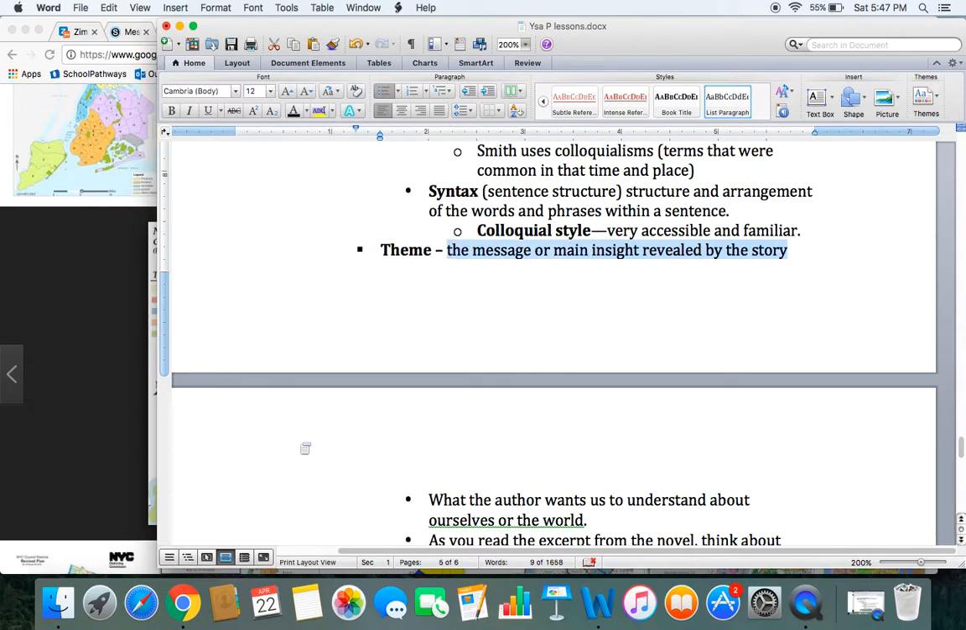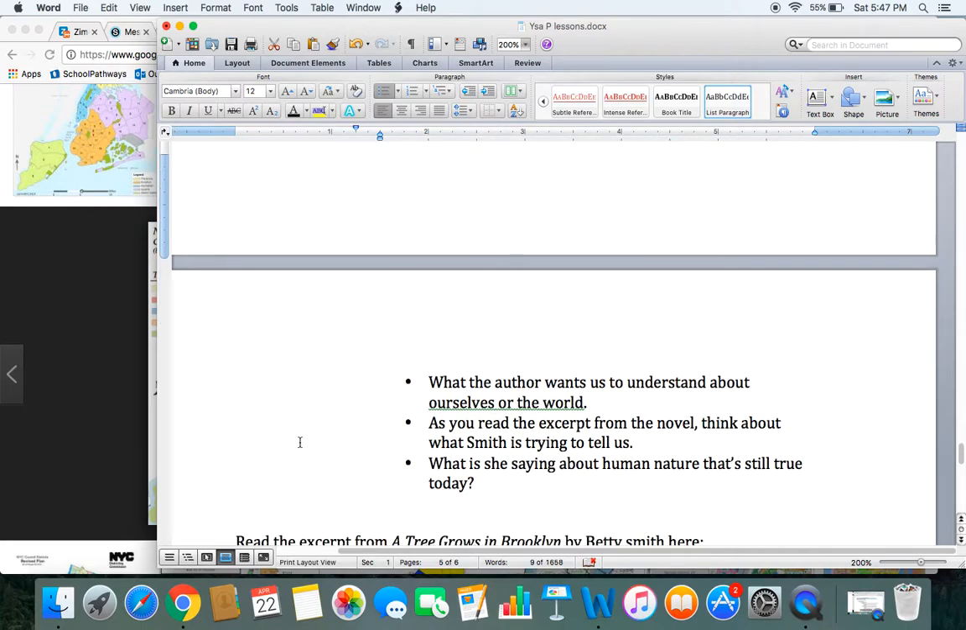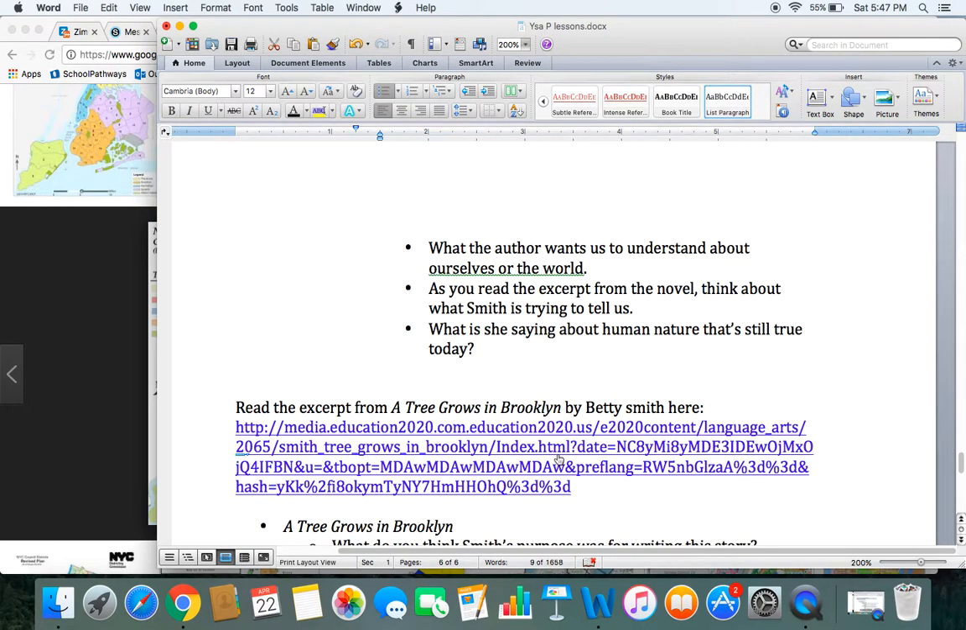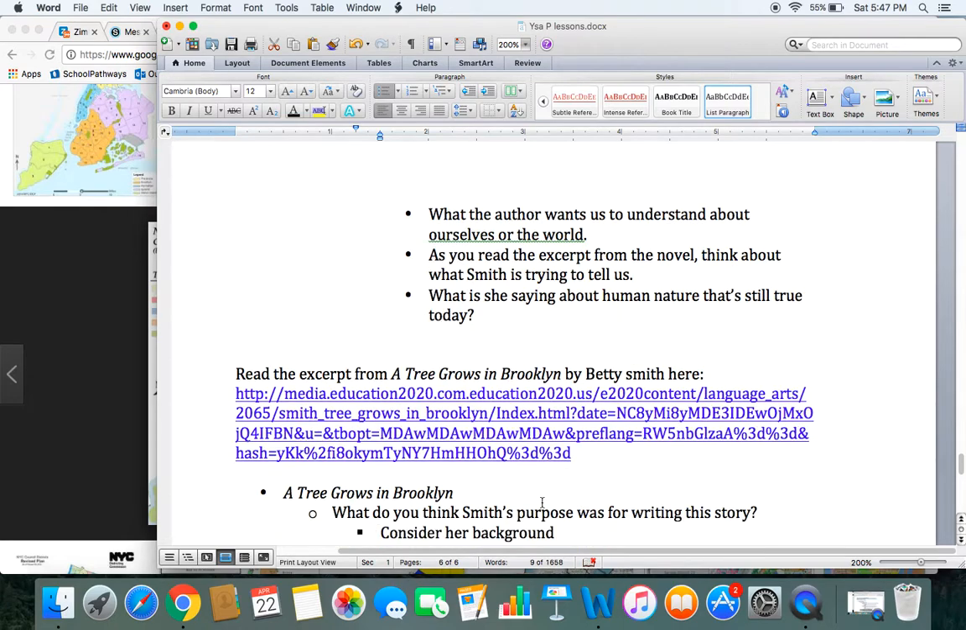That's the message or main insight that's revealed by a story. This is usually what the author wants us to understand about ourselves or the world. As you read this excerpt from the novel, think about what Smith is trying to tell us, what her theme is, and what she is saying about human nature that's still true today.